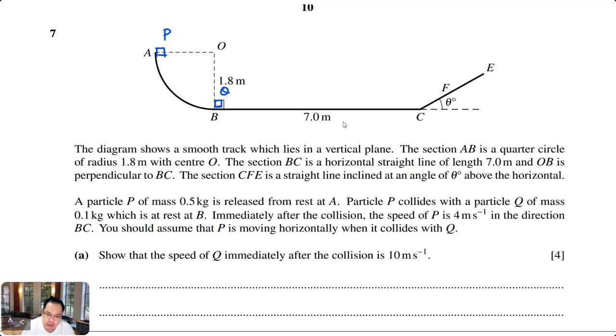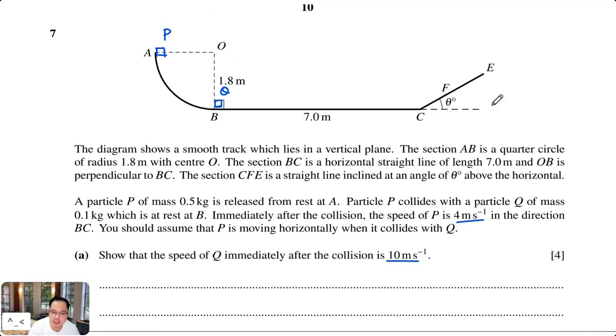They can slide smoothly because I don't see any information about the friction on the track ABC. There's absolutely no information about friction, so I assume that the friction is negligible. Immediately after the collision, the speed of P is 4 meters per second in the direction BC. Question A. Show that the speed of Q immediately after the collision is 10 meters per second.